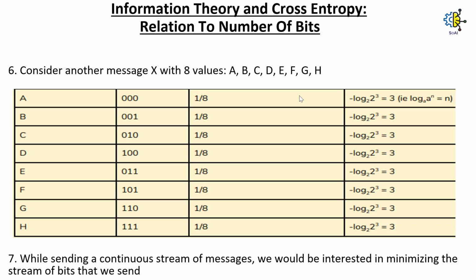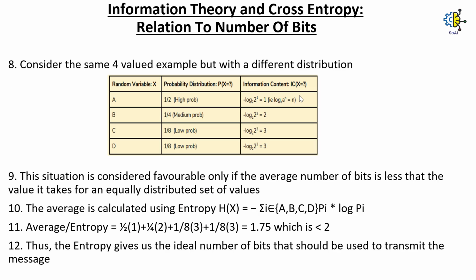Consider another message X with 8 values A, B, C, D, E, F, G and H. Here the 3-bit version for A is 000 with probability distribution 1/8 and IC which is equal to 3. You can see in this table. And same for other random variables, that is for B 001, for C 010 and so on. While sending a continuous stream of messages, we would be interested in minimizing the stream of bits that we send. Consider the same 4-valued example but with a different distribution.